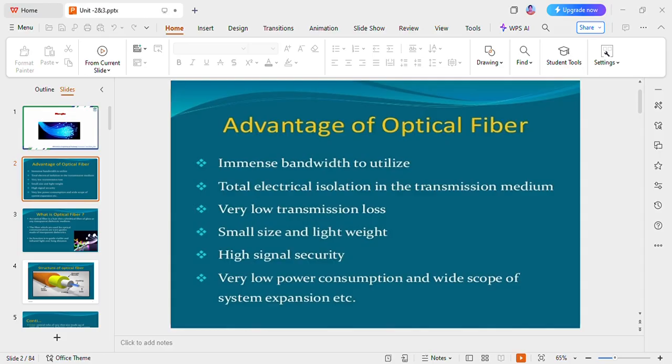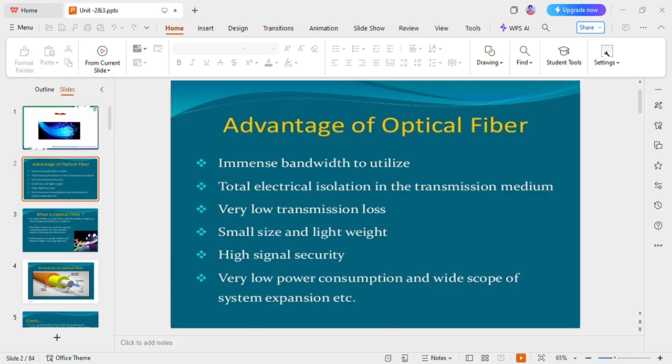The core diameter can vary from about 5 micrometer to 100 micrometer. Outside the core we have an optical material called cladding. The cladding is the outer optical material surrounding the core, having a refractive index lower than that of the core. It helps to keep the light within the core medium itself through the phenomenon of total internal reflection.